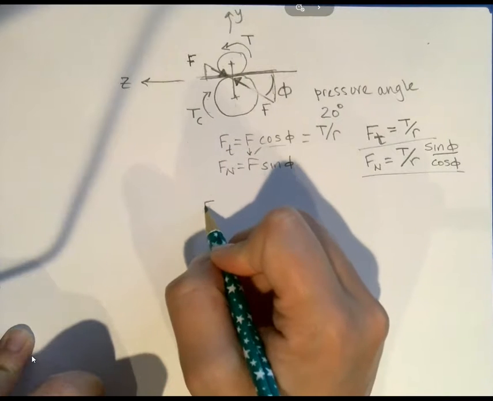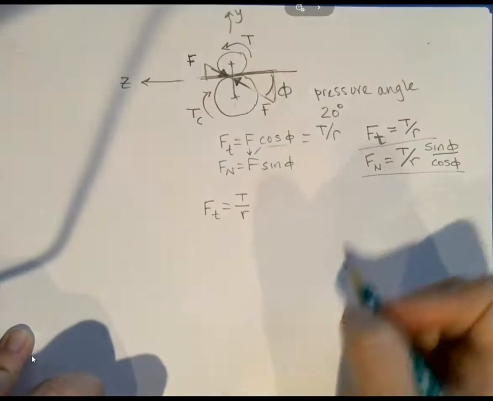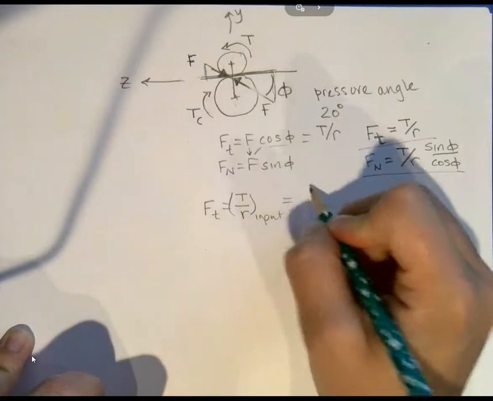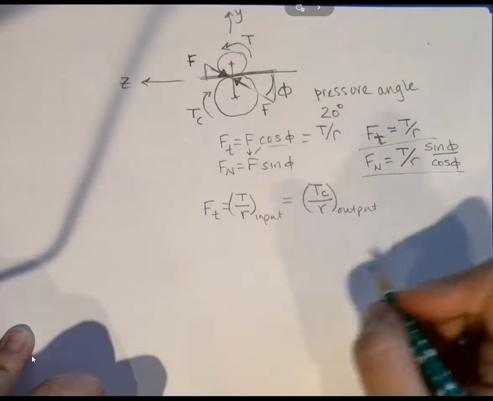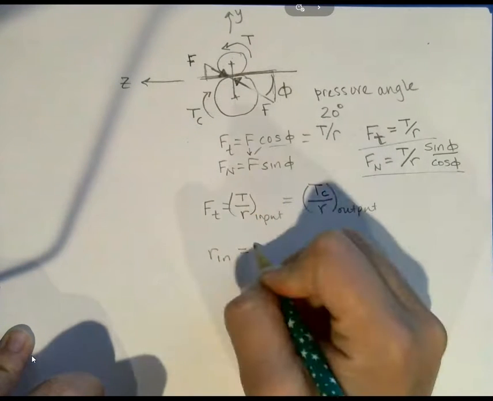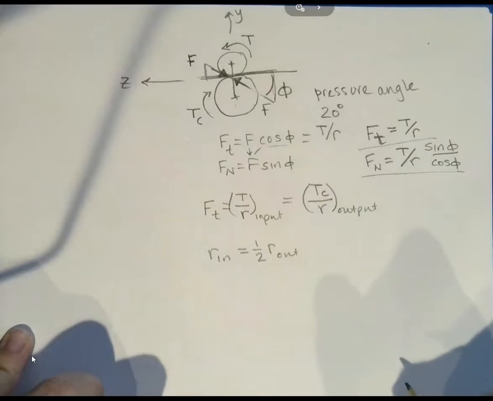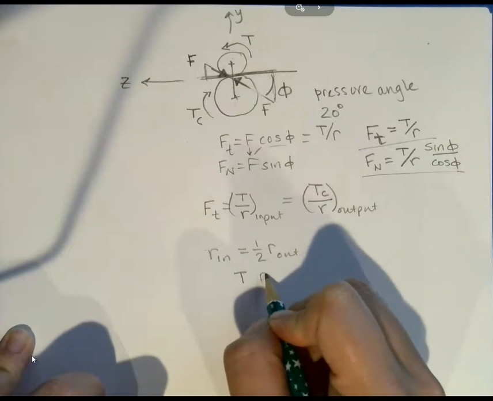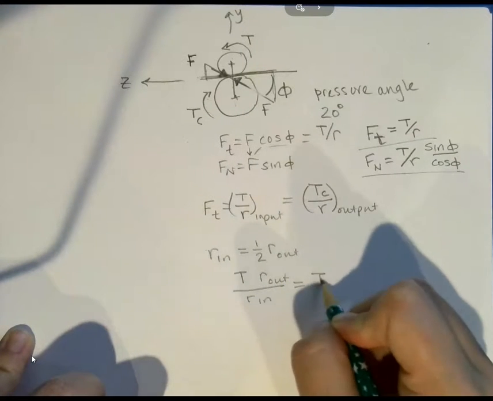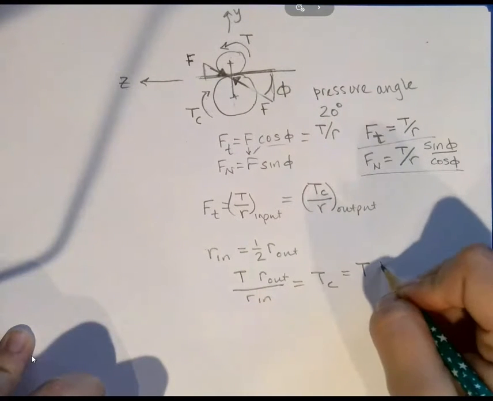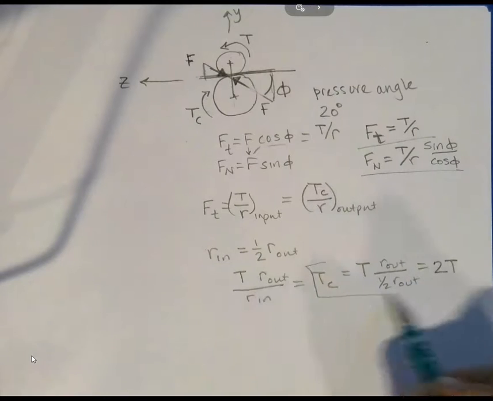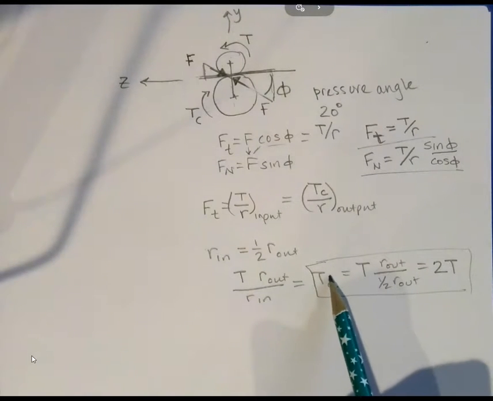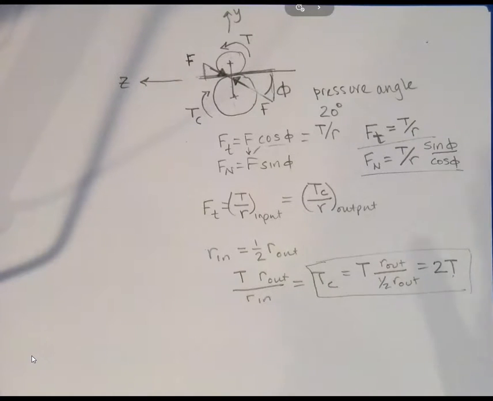And so I can say that Ft equals torque over the radius of the input gear, which also equals Tc over the radius of the output gear. Since I know that R in equals half of R out, I can say then that T times R out over R in equals Tc, which equals the input torque times R out over half R out, or 2T. If that was not 100% clear in class, the output torque onto this shaft of interest is twice the input torque from, assuming, a motor or something. And so that's how we dealt with the gear. That's a nice review of gearing.